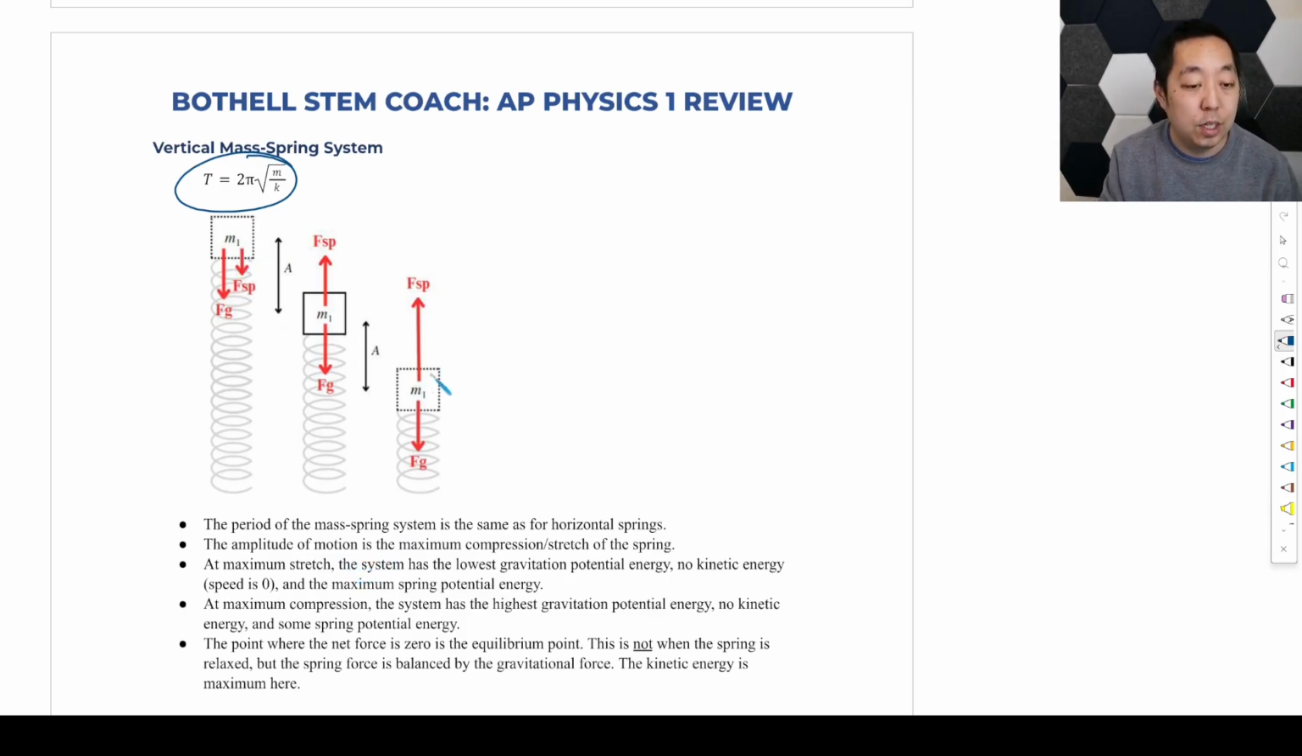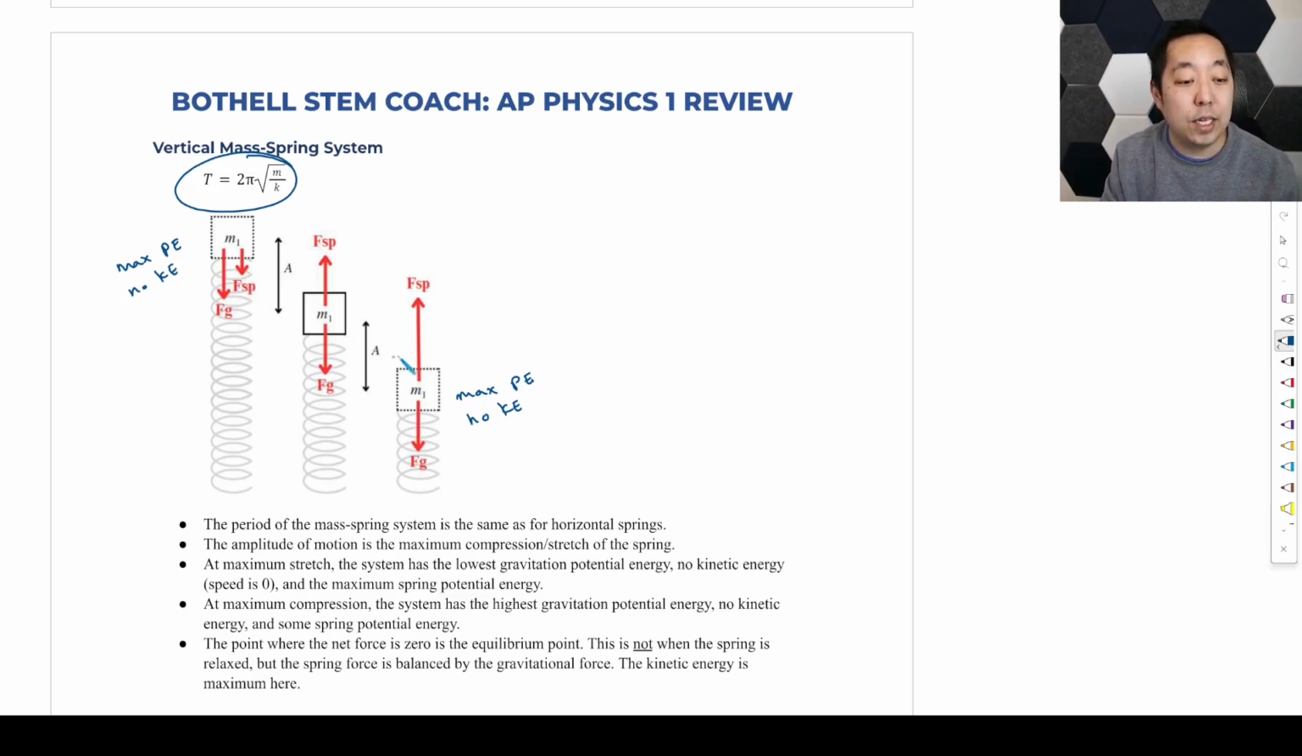The amplitude is where we're going to have the max potential energy and no kinetic energy, because at the maximum stretch or compression, the velocity is zero, so no kinetic energy at those points. Here, it's going up and down. It could be hung. This one's compressed, but it could be hung from the ceiling.